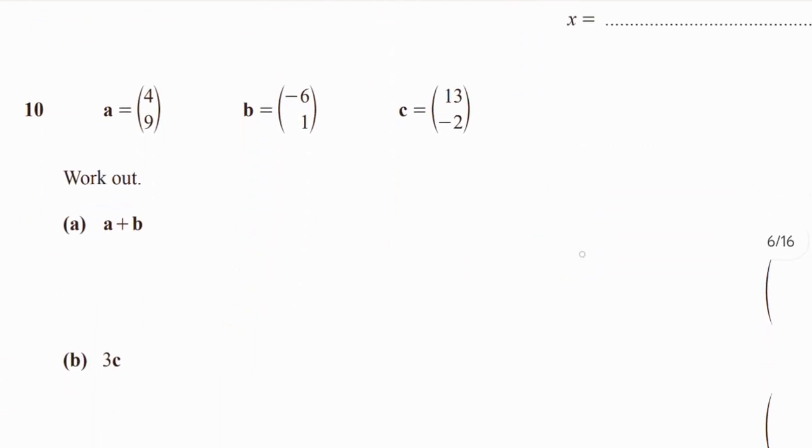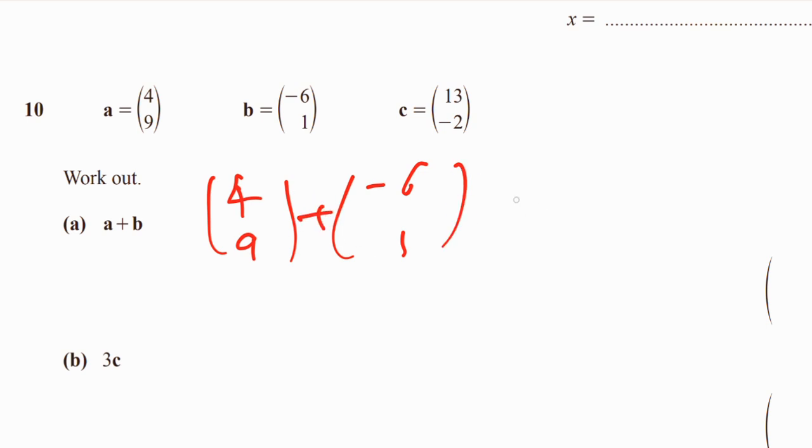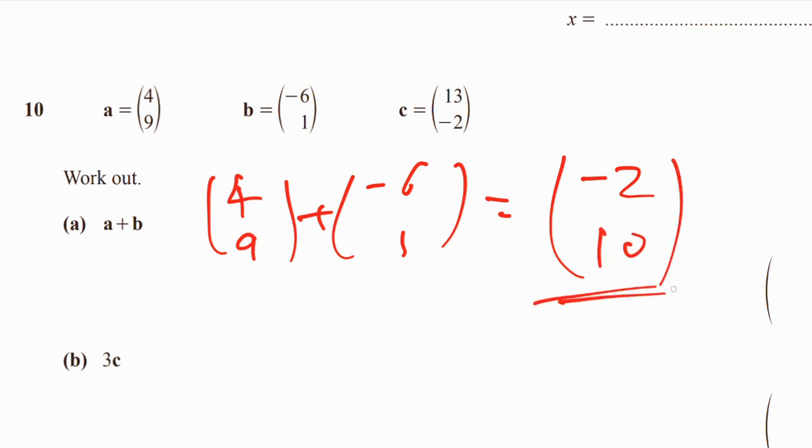Now move to the next question. Okay, so work out the following. The first is given as 4 and 9, and the second has -6 and 1. So when we add these numbers, we get 4 minus 6, which is -2, and 9 plus 1 is equal to 10. So our answer is -2 over 10.